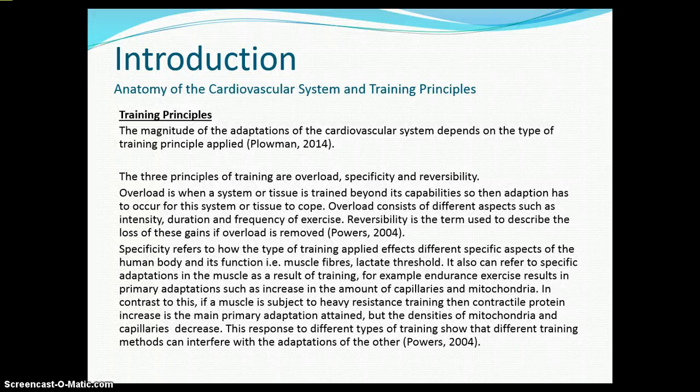For example, endurance exercise results in primary adaptations such as an increase in the amount of capillaries and mitochondria. In contrast to this, if a muscle is subject to heavy resistance training, then contractile protein increase is the main primary adaptation attained, but the densities of mitochondria and the capillaries decrease. This response to different types of training shows that different training methods can interfere with the adaptations of the others.